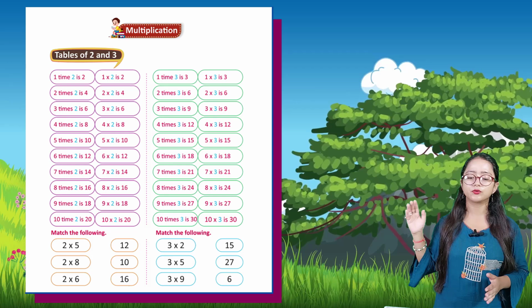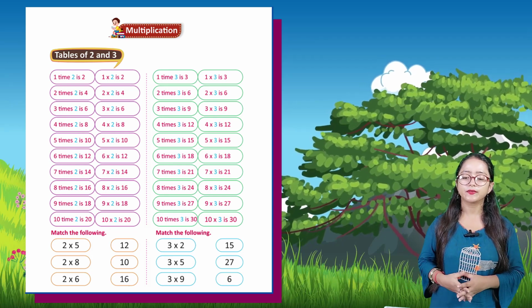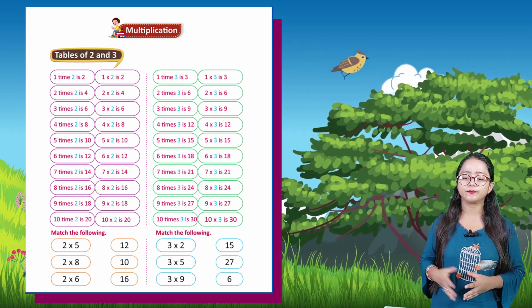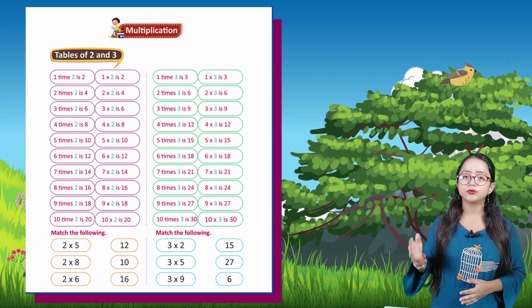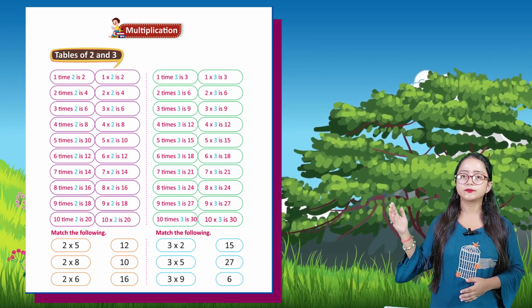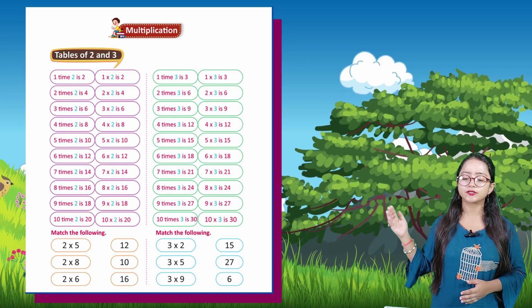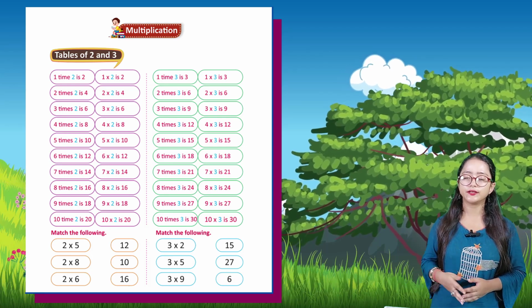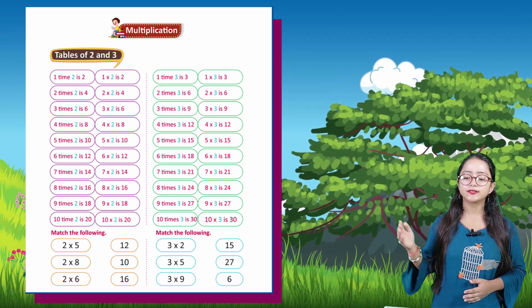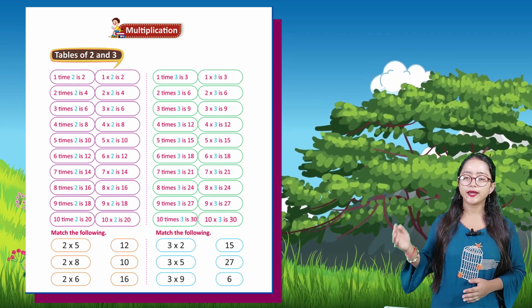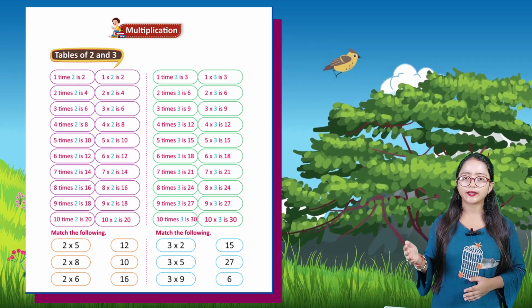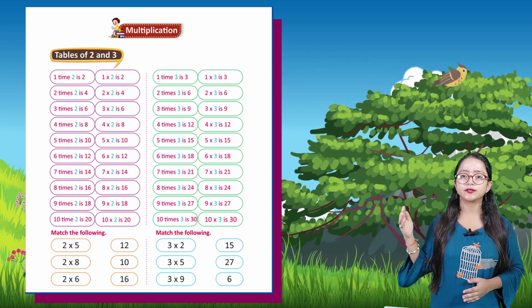1 into 2 is 2. 2 into 2 is 4. Now another one is the table of 3. 1 times 3 is 3, 2 times 3 is 6, 3 times 3 is 9, 4 times 3 is 12, 5 times 3 is 15, 6 times 3 is 18, 7 times 3 is 21, 8 times 3 is 24, 9 times 3 is 27, 10 times 3 is 30.